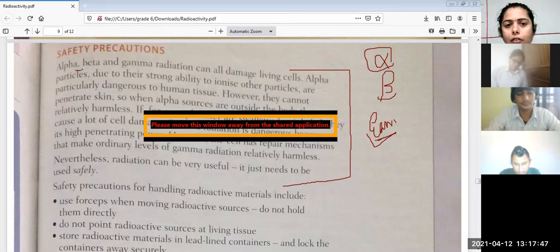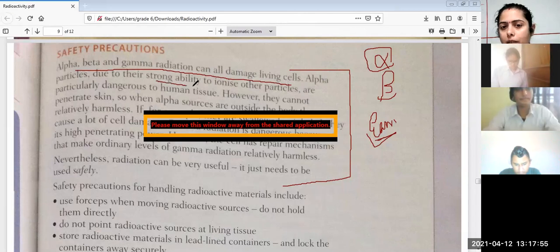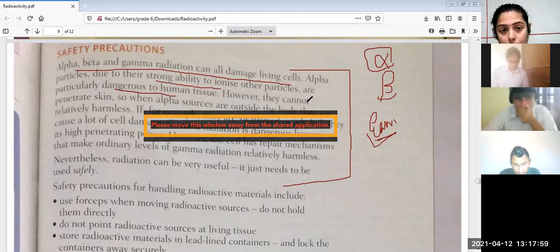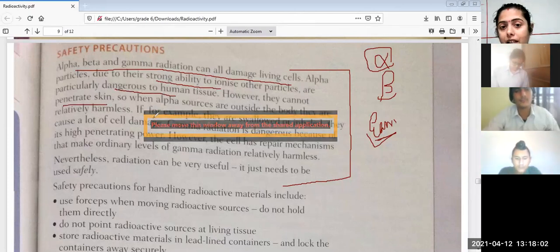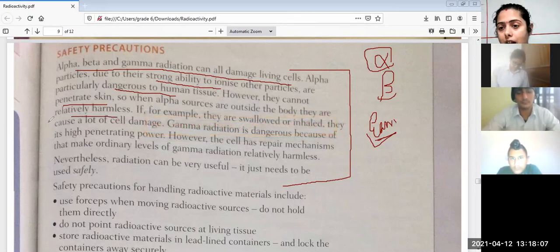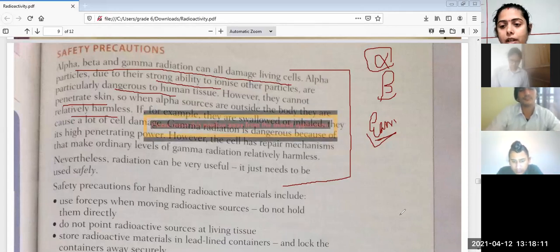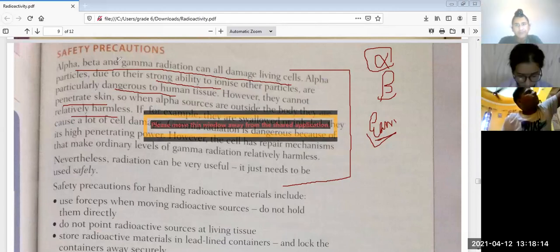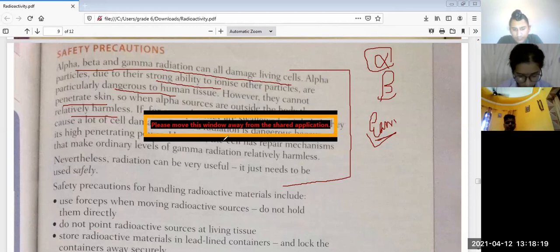Okay, so alpha, beta, gamma radiations can be dangerous to living cells. Alpha particles, due to their strong ability to ionize, are more dangerous to human tissue, but they cannot penetrate the skin, hence it is relatively less harmful. Because they cannot penetrate, cannot pass through the skin, so it is less harmful. Fine. After that, next we have, but if we have it directly then it is going to be more dangerous. Then gamma radiations.